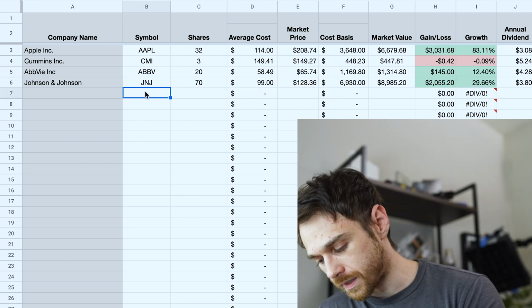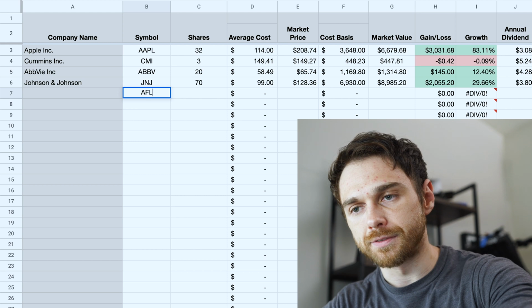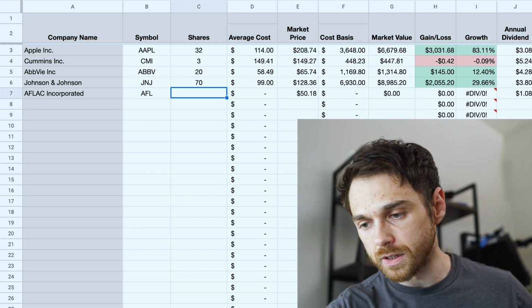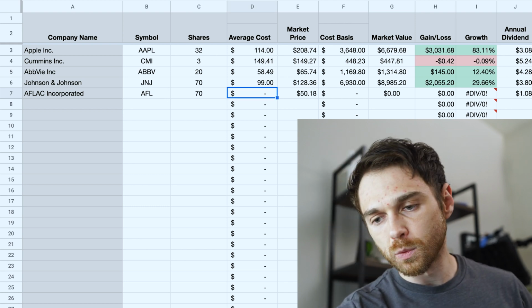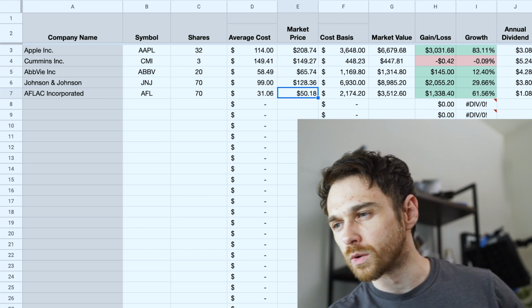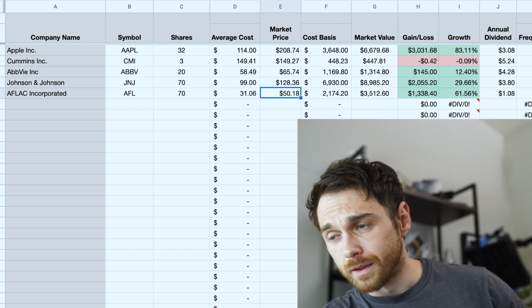The next company we can do is Aflac. So AFL, tab. Let's see how many shares I have. I have 70 shares of Aflac at $31.06. Bada bing. All right, so yep, cool. We got all that. Okay, great.